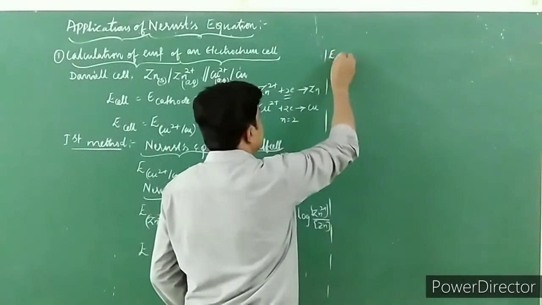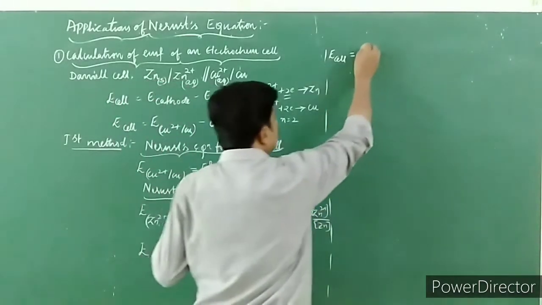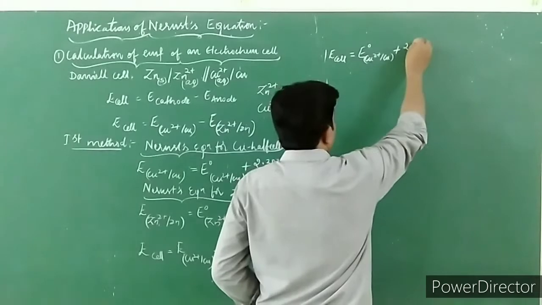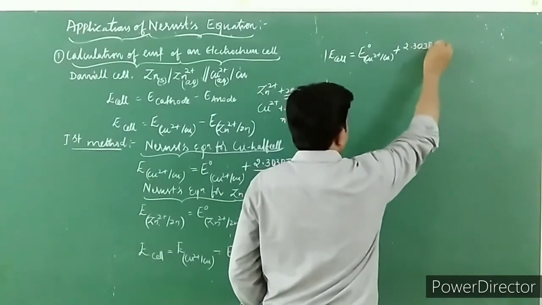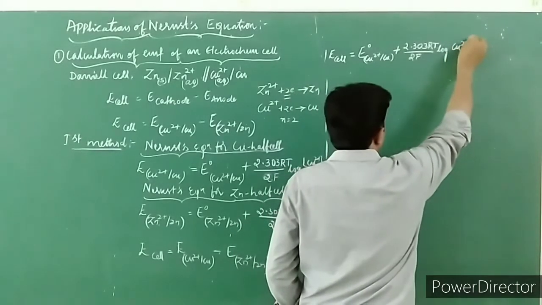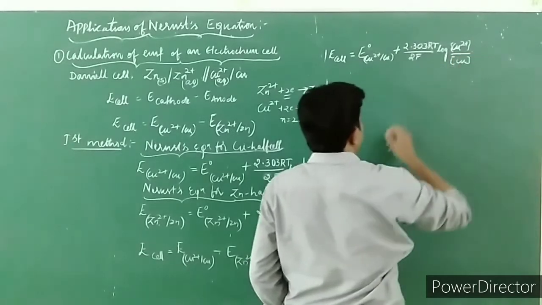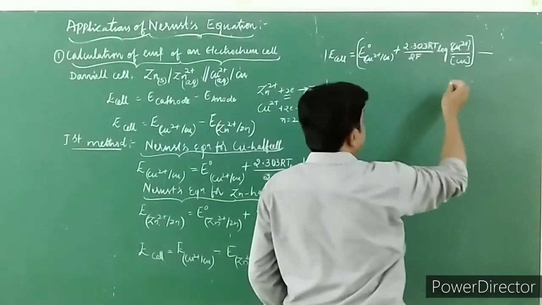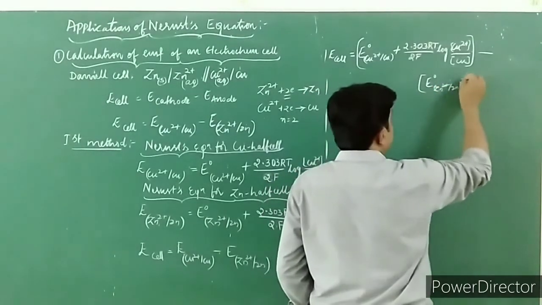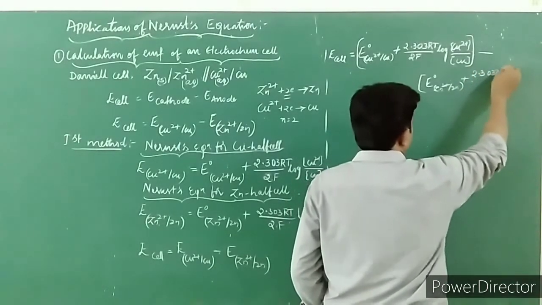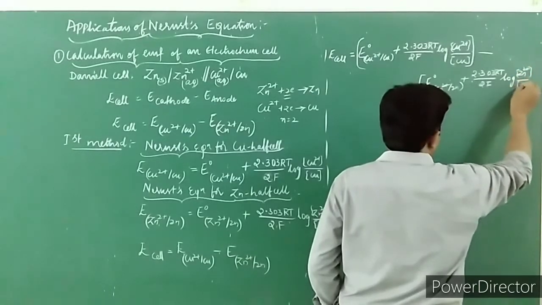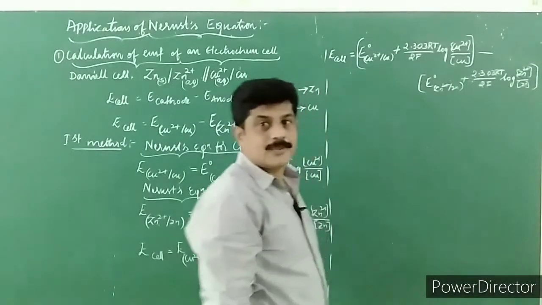E cell is equal to E° Cu2+|Cu plus 2.303 RT by 2F, is it not, into log of molar concentration of Cu2+ upon concentration of Cu, minus, I'll write here, E° Zn2+|Zn plus 2.303 RT by 2F into log of molar concentration of Zn2+ ion upon concentration of Zn. Hope you are getting it right.